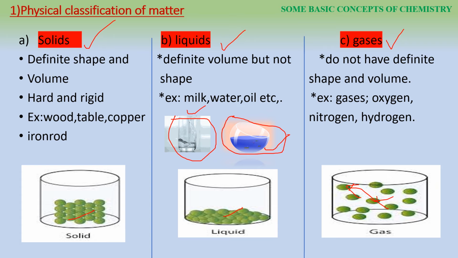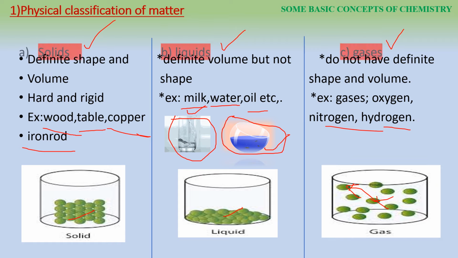For solids, examples are wood, table, copper and iron rod. For liquids, milk, water, oil, etc. For gases, you can take gases like oxygen, nitrogen, LPG, CNG and hydrogen, all these kinds of things. Okay, on to the next slide.